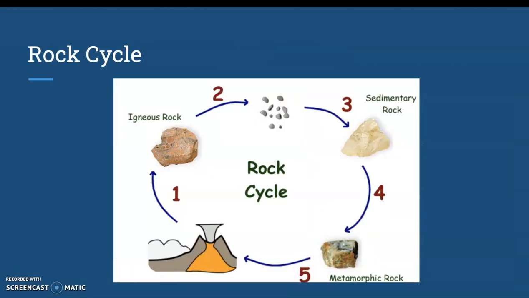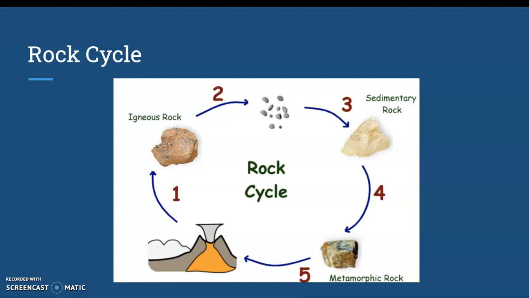So the rock cycle. The rock cycle takes millions of years for rocks to change from igneous rocks to sedimentary to metamorphic over time. So the first process in this diagram: melted rock, or magma, is sent to the Earth's surface by a volcano. When it cools, it forms igneous rock.